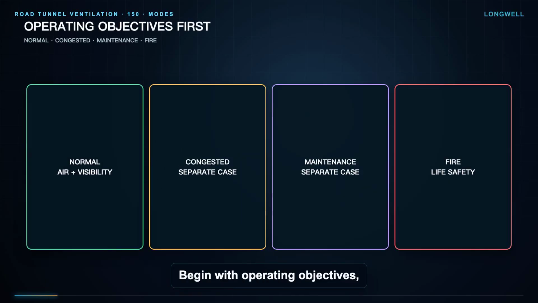Begin with operating objectives, not fan diameter. Normal operation manages air quality and visibility. Congested traffic, maintenance, and fire emergency are separate scenarios with different assumptions, controls, and acceptance evidence.